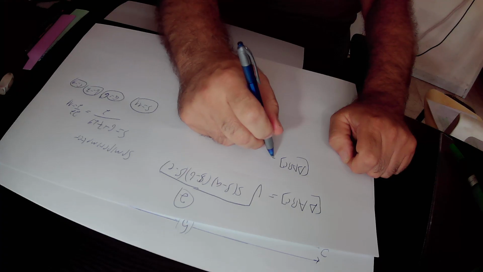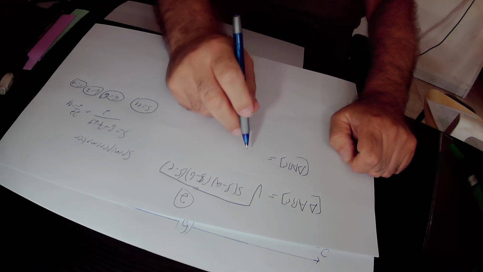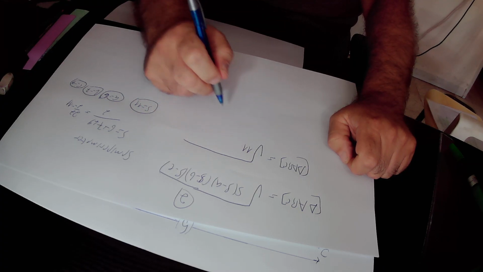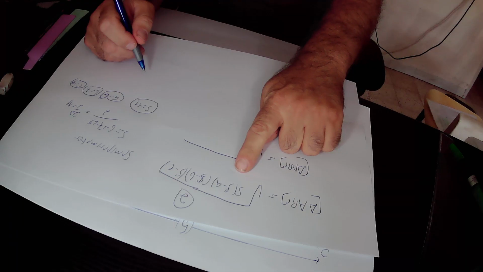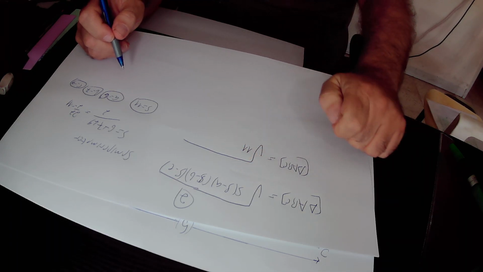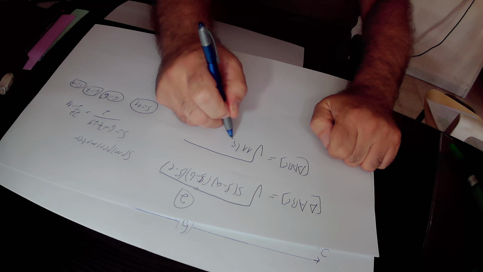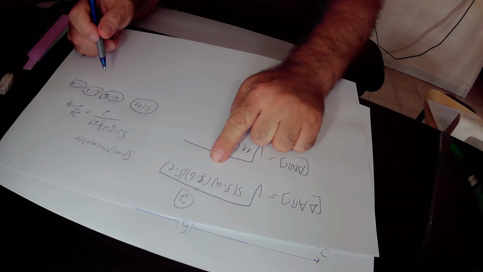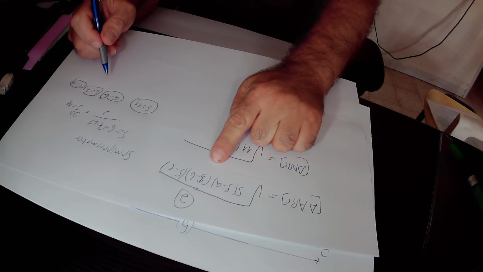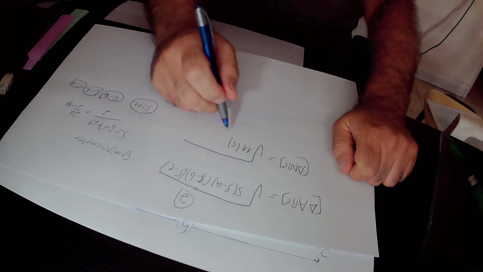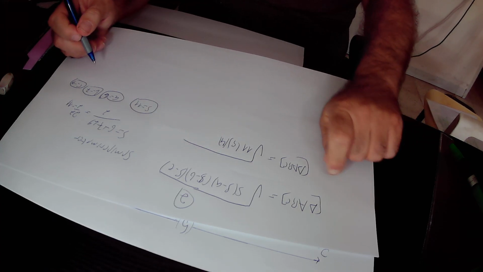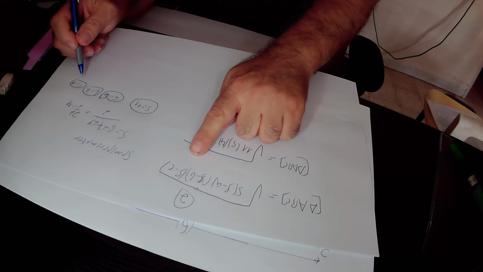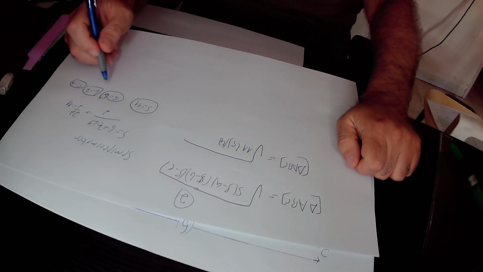is equal to the square root of S. S is 11, and S minus A is 11 minus 6, that is 5, times S minus B. S is 11, so S minus B is 11 minus 7, that is 4, times S minus C. S is 11, C is 9, so 11 minus 9 is 2.